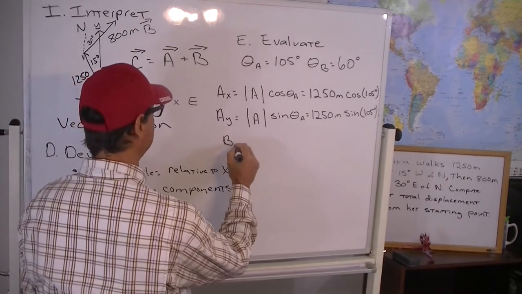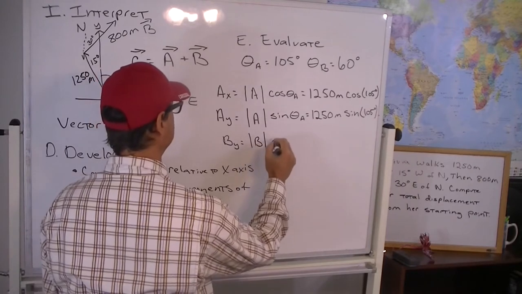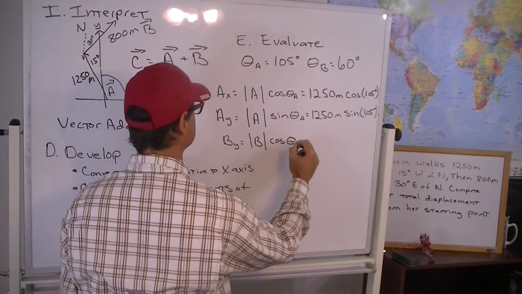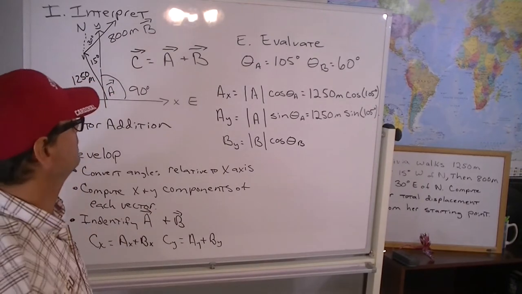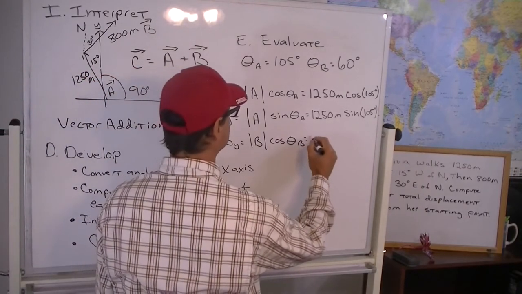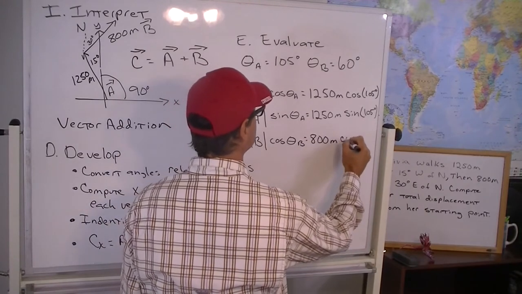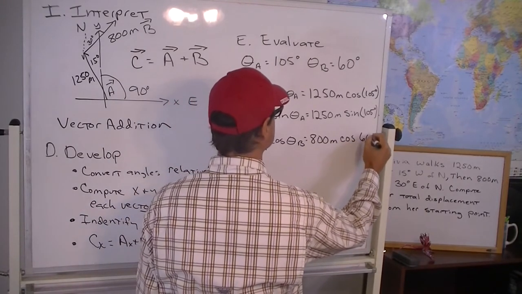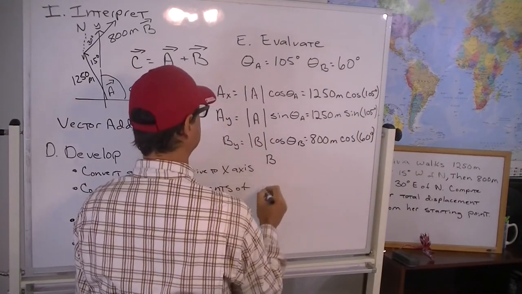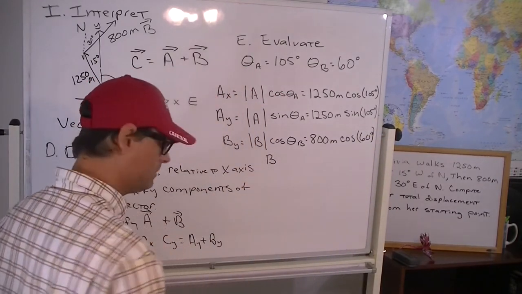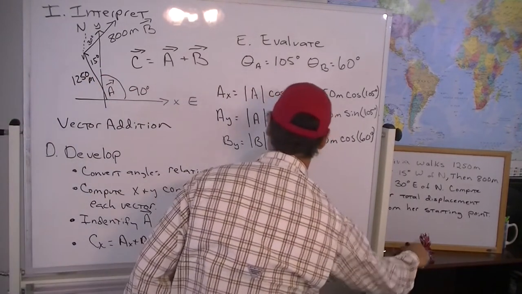So the x component of B is the magnitude of B times the cosine of the angle that the vector B makes with the positive x-axis. So that's 800 meters times the cosine of 60 degrees. And then, oops, somehow I wrote y, I meant x right there. No trouble.